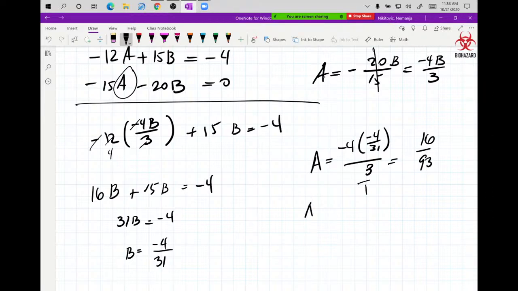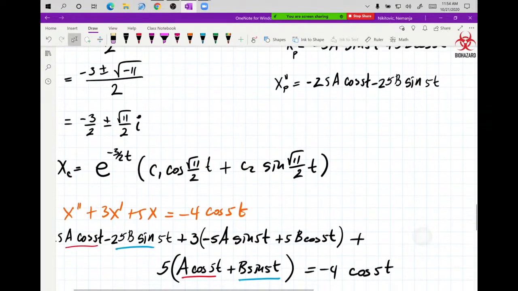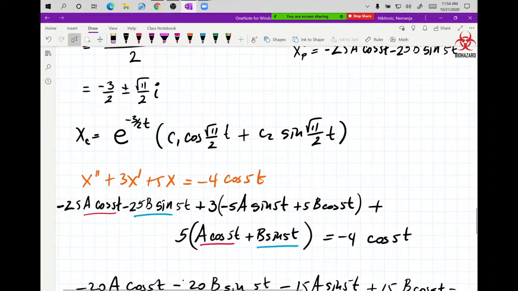Yeah, I think this is good. 16 over 93. Okay. And now we can write our solution. Oh, kill me now. I forgot how long this is.